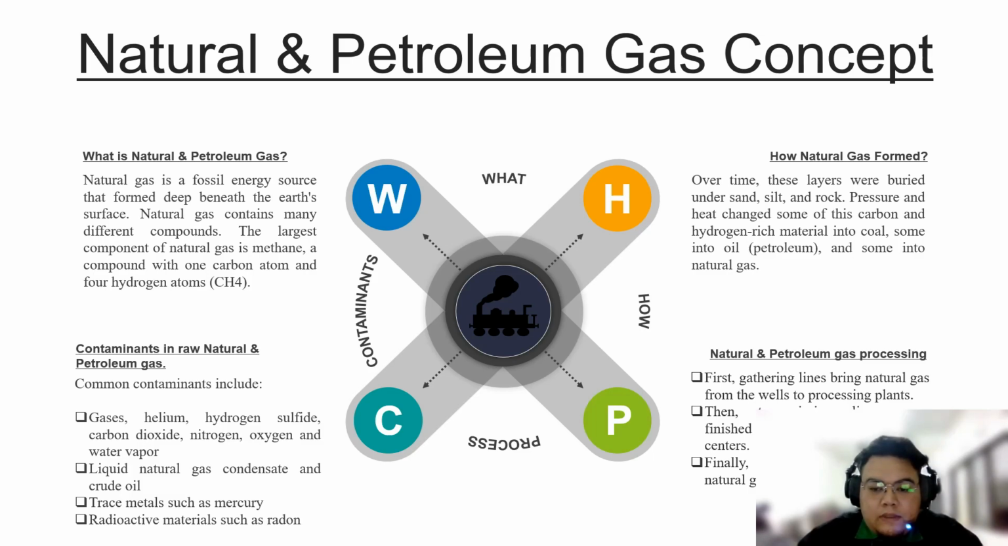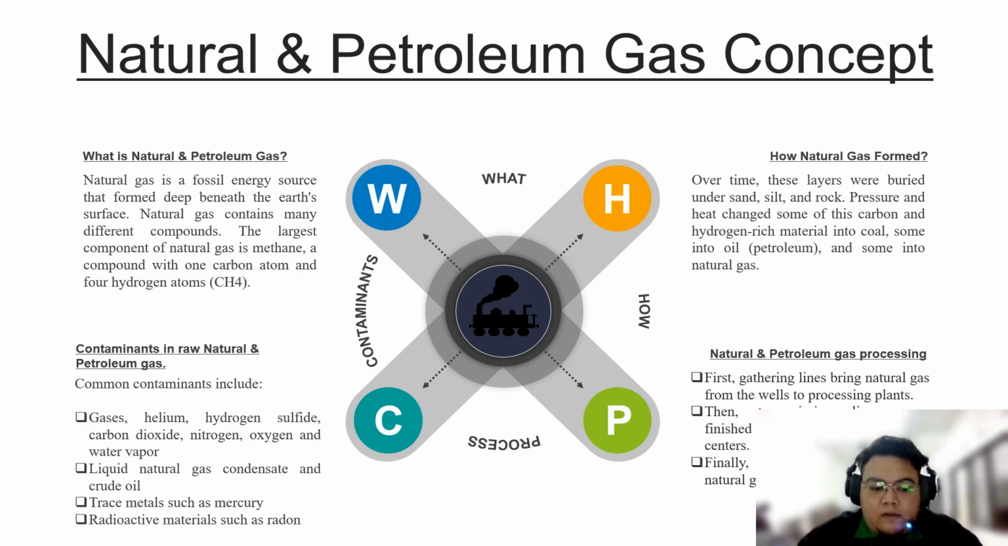Over time, this layer will be buried under sand, silt and rock. Pressure and heat change some of this carbon and hydrogen-rich material into coal, some into oil, which is petroleum, and some into natural gas. So, natural and petroleum gas processing.